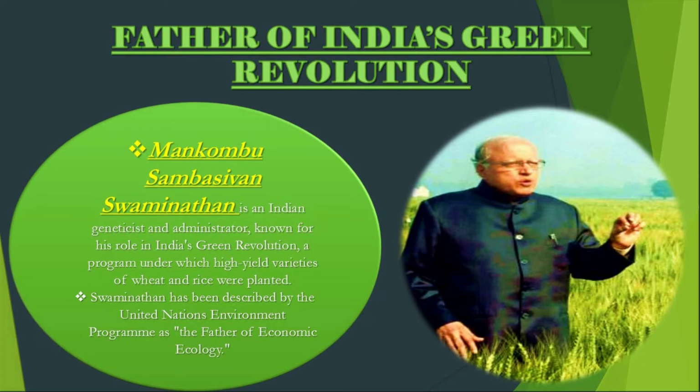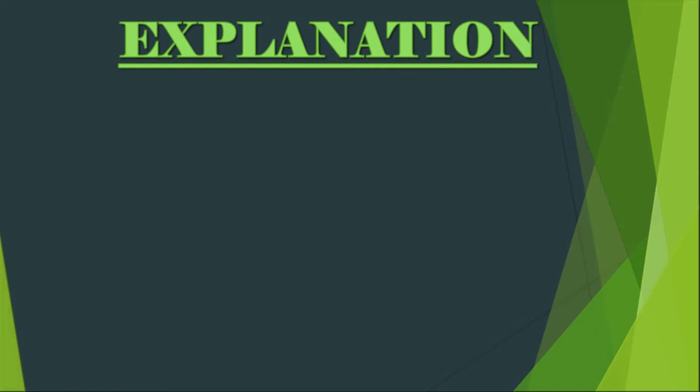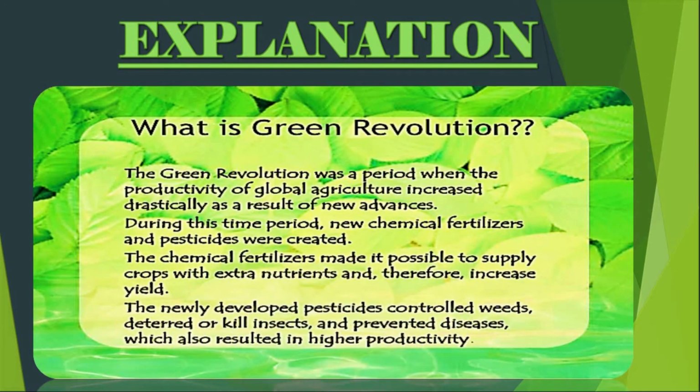So, more elaborately, we must say that the Green Revolution was a period when the productivity of global agriculture increased drastically as a result of new advances. During this period, new chemical fertilizers and pesticides were created. The chemical fertilizers made it possible to supply crops with extra nutrients and therefore increase yields.